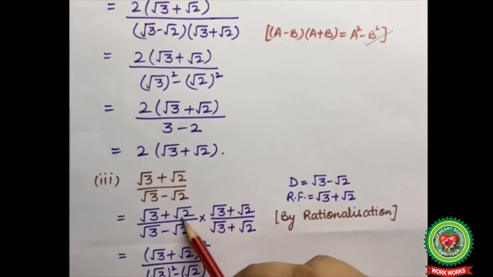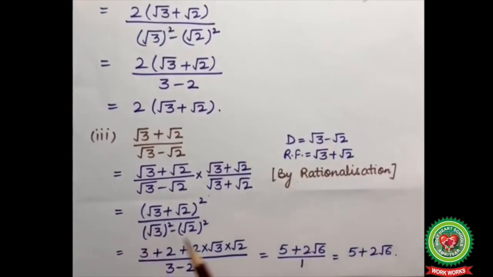Now in the numerator, we are going to apply the identity of a plus b whole square, because the statement will become under root 3 plus under root 2 whole square. And in the denominator, we are again going to apply the identity of a minus b into a plus b, which is equal to a square minus b square. So we'll get under root 3 plus under root 2 whole square upon under root 3 square minus under root 2 square. So now in the numerator, we are going to apply the identity of a plus b whole square, which is equal to a square plus b square plus 2ab.